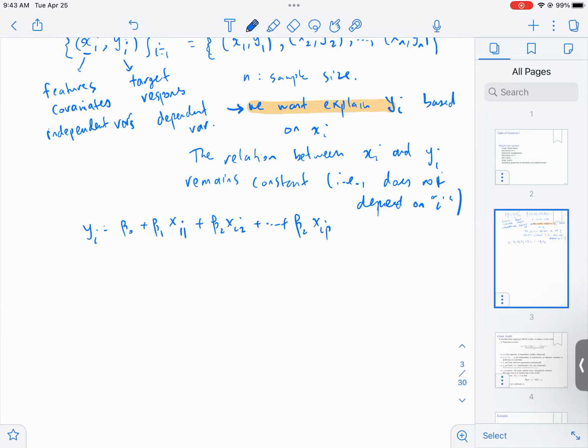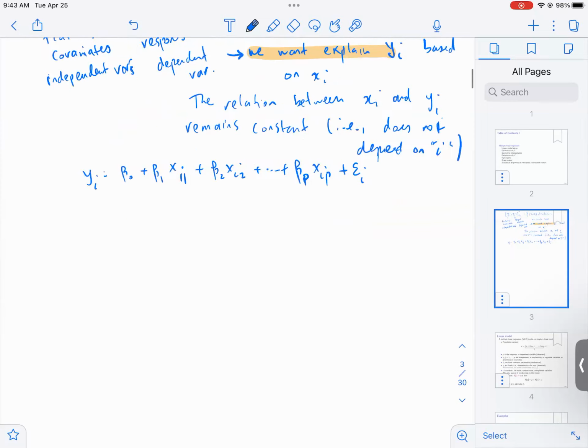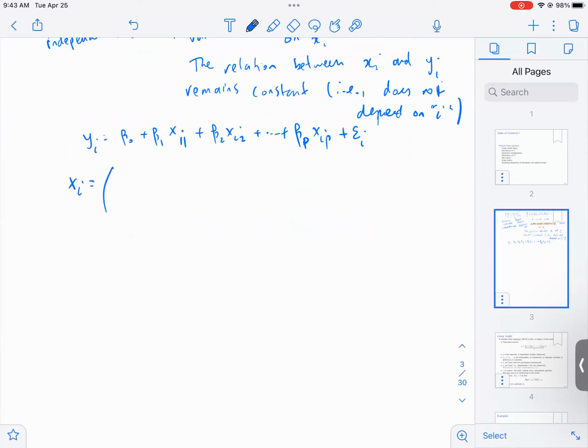Plus some error term. This is p. This is good. So we got there in one step, but I wanted to do so xi1, xi2. Each of these features is like a feature vector. You have p features basically. So this could be their age. This could be something else. Their height maybe has an effect on their income. Like some other, like the cholesterol level.